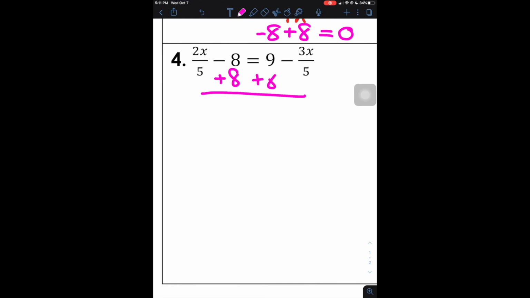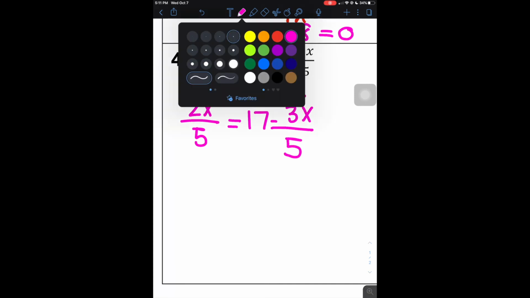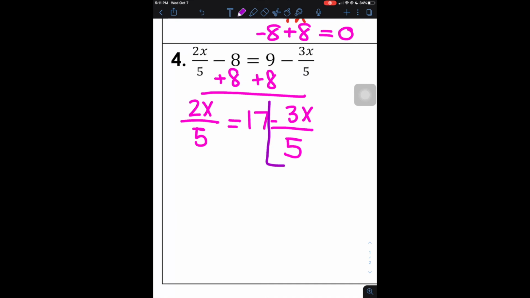Now I'm gonna add the 8 to this positive 9 because they're like terms. They're both constants, so we can add those together. So now I have 2x over 5 is equal to 17 minus 3x over 5. But these two terms actually satisfy the conditions that we said it had to. The numerators we can combine because they are like terms, and the denominators are the same. They're both 5, so we can combine them together in the same expression.